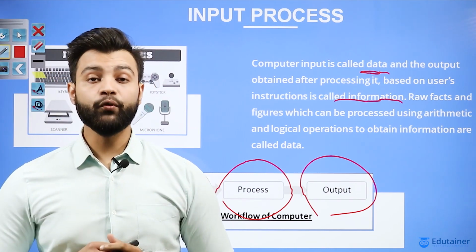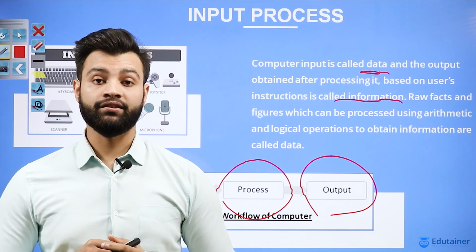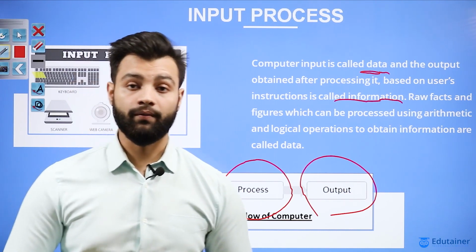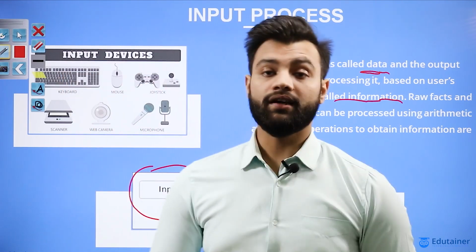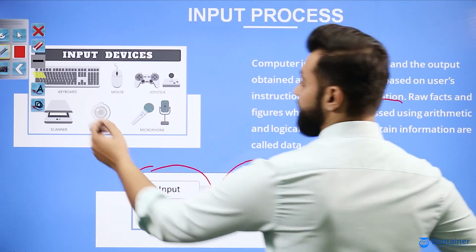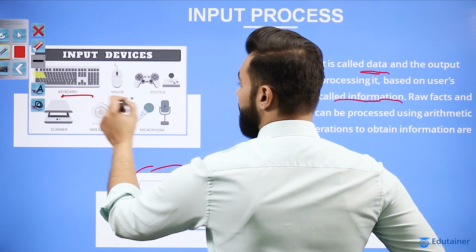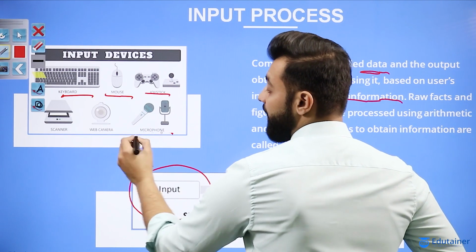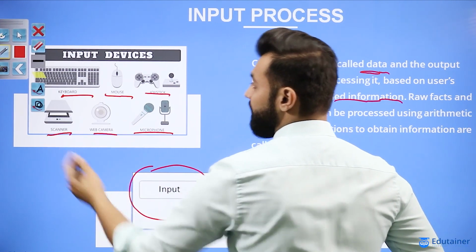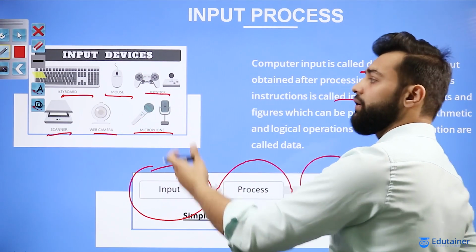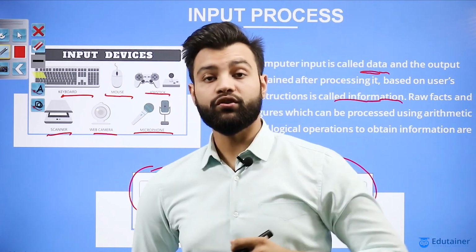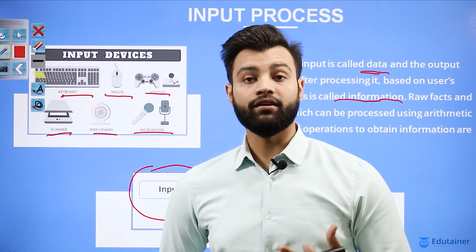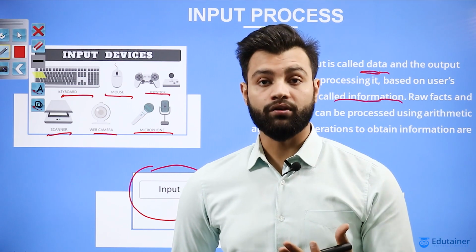So what are the input devices that help us to give input to the computer? The input devices are the keyboard, the mouse, the joystick, the microphone, the web camera, and scanners. These are some examples of the input devices that help us to give input to the computer.